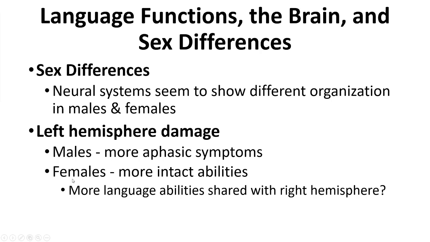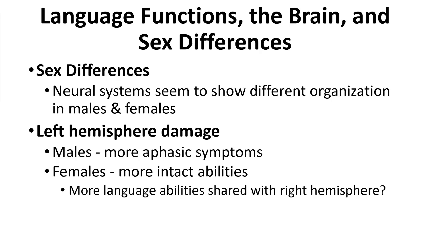And this led people to have the idea that maybe in females, language abilities are a little bit more shared between hemispheres. So back in 104, you would have talked about hemispheric lateralization, the idea that one side of your brain would be really good at something and the other side wouldn't. So this is saying that males would have hemispheric lateralization, where the left side of their brain is responsible for a lot of their language abilities, Wernicke's and Broca's area, and their production and perception of language.